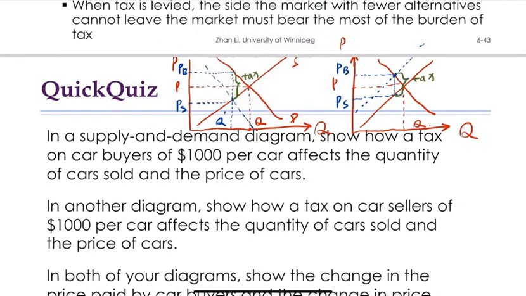And in this case, you can see that buyers are paying a higher price, and sellers are receiving a lower price because now the tax comes out of sellers' pockets, right? And again, you could see that the equilibrium quantity decreases to Q prime. Okay.